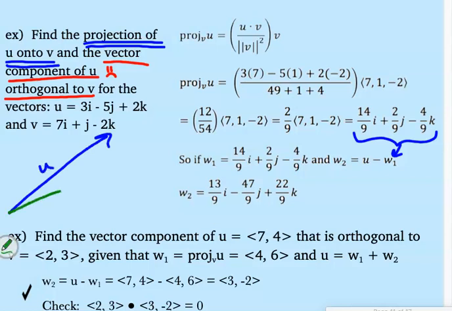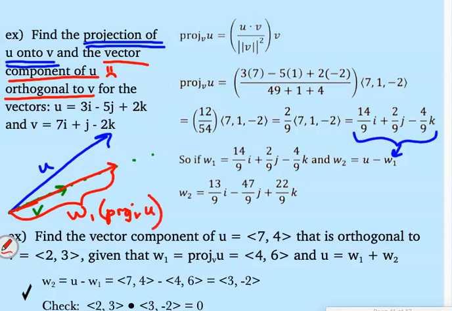You have some vector V, right? Okay. So W sub 1 is the vector component of U that is in the direction of V. So is that this red, that's W sub 1. That's called the projection, right? So that's the projection. Projection of U onto V.